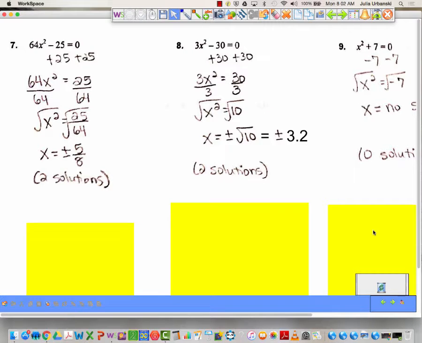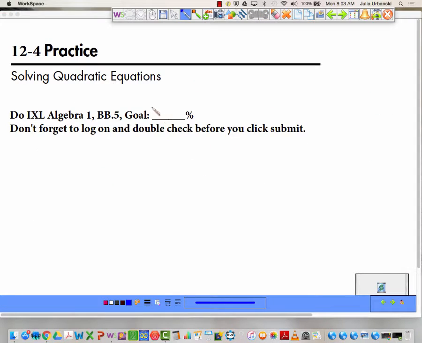Go ahead and turn the page. Work on the IXL there. Is that a decimal? Square root of 25 is 5.